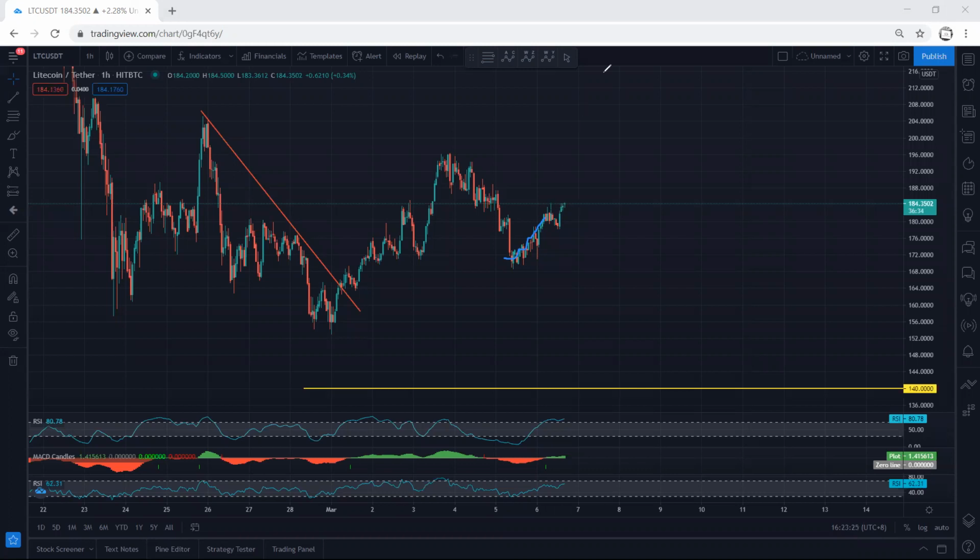Now from what we can see here, we want to see whether this is a correction or not, because if there is a continuation from here, we cannot look for buy as well. Actually, there are not many changes compared to our analysis in my last video.